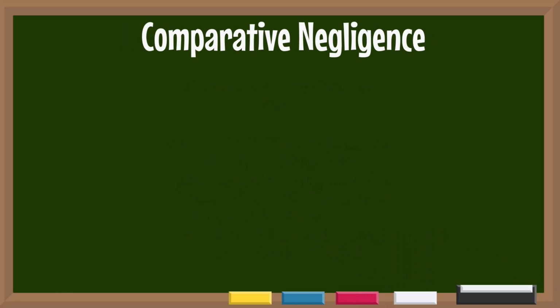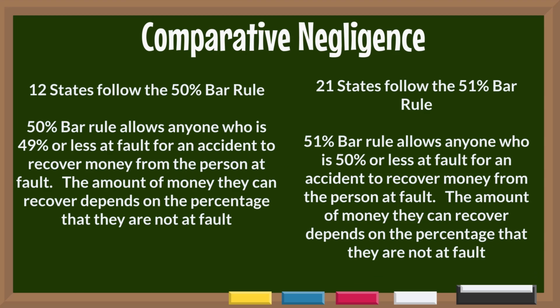Now, under the 50% bar rule, if a driver is 49% or less at fault, they can recover their damages. But how much they can recover is reduced by how much they are at fault for the accident. The same thing goes for the 51% bar rule. If a driver is found to be 50% or less at fault for an accident, they can also recover, but the amount that they can recover from the other driver is also reduced by the amount that they are at fault for the accident.